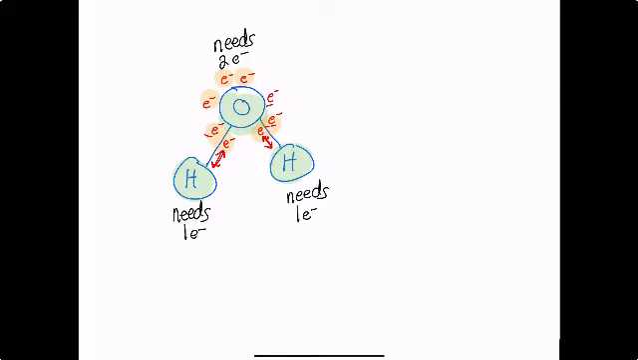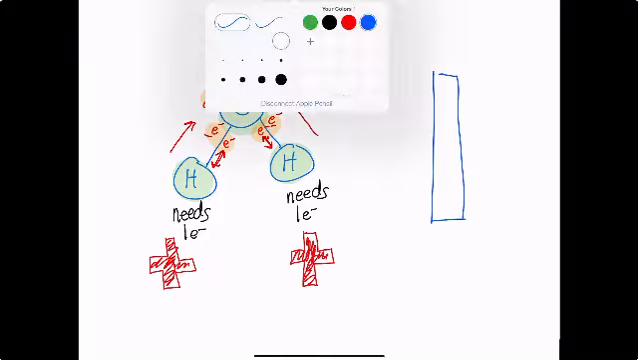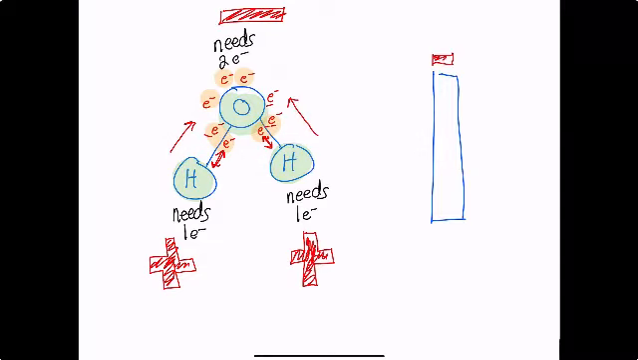Now, because the electrons are spending more time closer to the oxygen side, that makes the oxygen side more negatively charged. The hydrogen side of your molecule, because the electrons are spending less time near it, is more positively charged. So, what else do you know of that has a negative and a positive side to it? A magnet. A magnet has a negative side and a positive side to it.